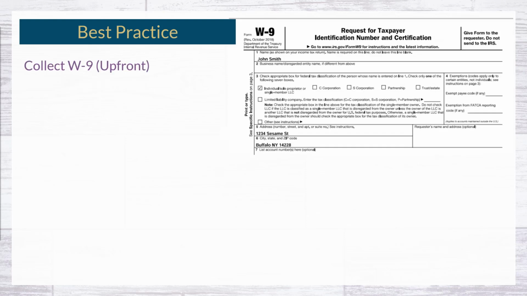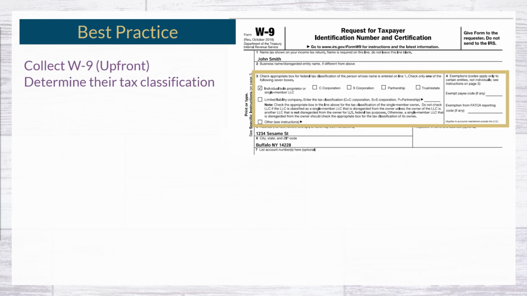Anytime you engage in a business relationship with someone who is self-employed, the best practice is to have them fill out and sign a W-9 up front before they do any work for you. This ensures you are compliant and have the information you need should they meet filing requirements. Use the W-9 information to determine their tax classification. This will tell you if you need to track payments to them. Section 3 of the W-9 form has the tax classification.